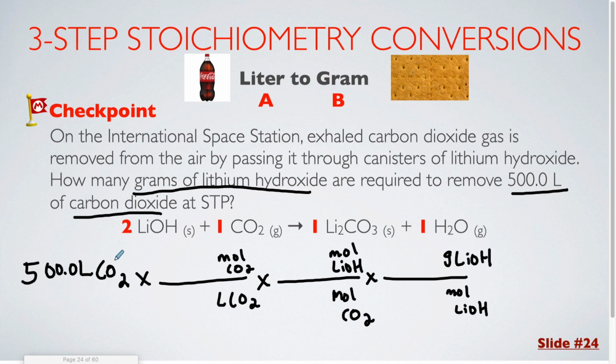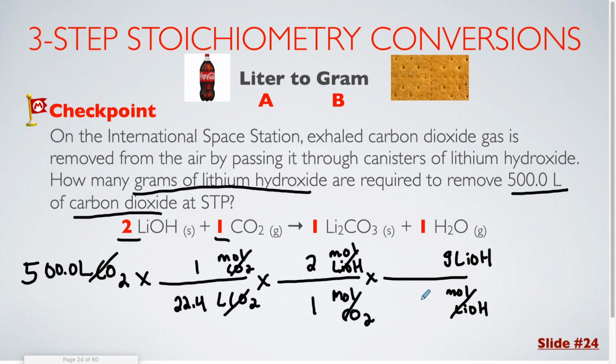Just like before, I'm going to check to confirm that everything is canceling. So the liters of CO2 canceled, moles of CO2, moles of LiOH, and I am left with the thing that they were asking for. So it looks like I set everything up correctly. For my numbers, 1 mole is equal to molar volume, which is 22.4 liters. For my mole ratio, I have 2 moles of lithium hydroxide for every 1 mole of carbon dioxide.